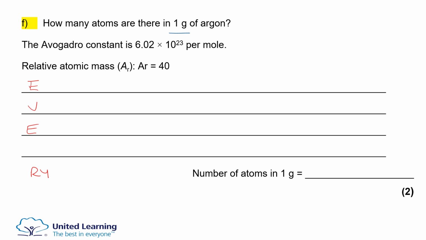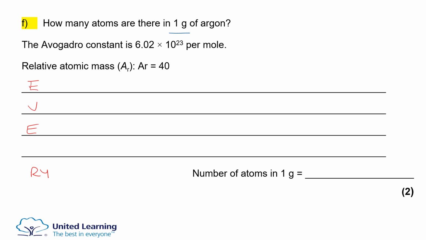Avogadro's constant simply means that there is 6.02 times 10 to the power of 23 particles of any substance in 1 mole of that substance. In order to calculate the number of atoms, you divide the weight of the sample in grams by the relative atomic mass of the substance and then multiply by Avogadro's constant.